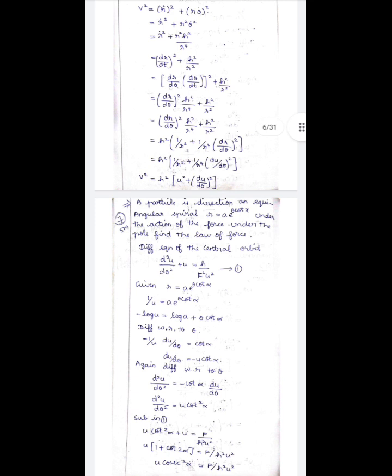So 1 by u equal to a e power θ cot α. Taking log, minus log u equal to log a plus θ cot α. Differentiating with respect to θ, minus 1 by u du by dθ equal to cot α, so du by dθ equal to minus u cot α. Again differentiating with respect to θ, d square u by dθ square equal to minus cot α du by dθ, so d square u by dθ square equal to u cot square α.